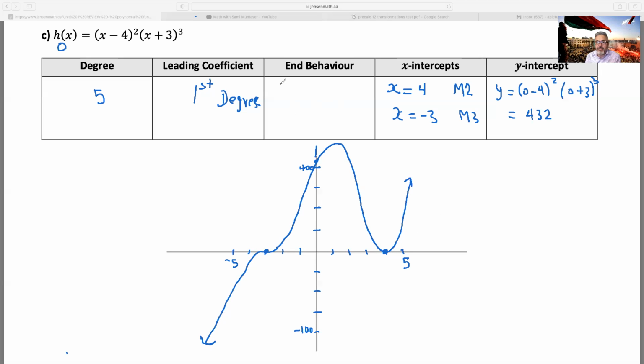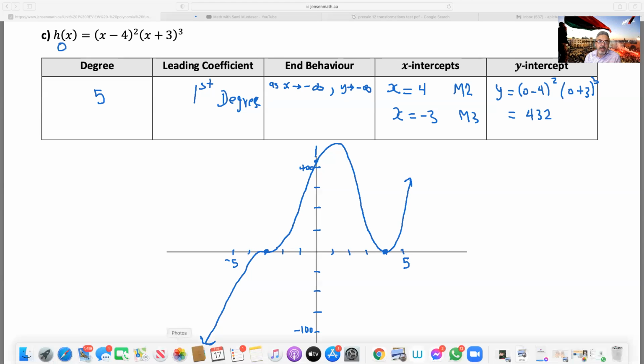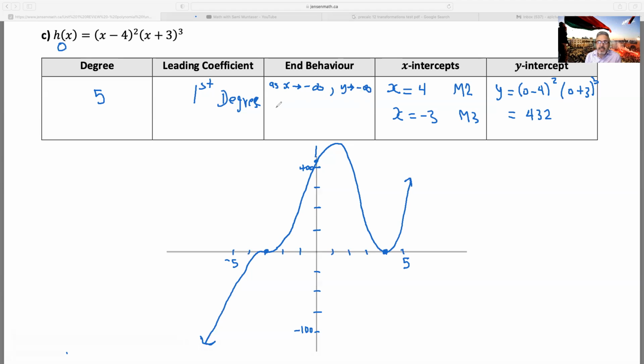Now, if you want to do end behavior, you say as x goes to -infinity, y goes to -infinity as well. So as you see, as you go further to the left, following this graph, you're going to the left, but you're going down to -infinity. And as x goes to infinity, y also goes to infinity. Because as you go further to the right, as you see, our graph is shooting up to infinity. And that's the end behavior. This is it for this graph.